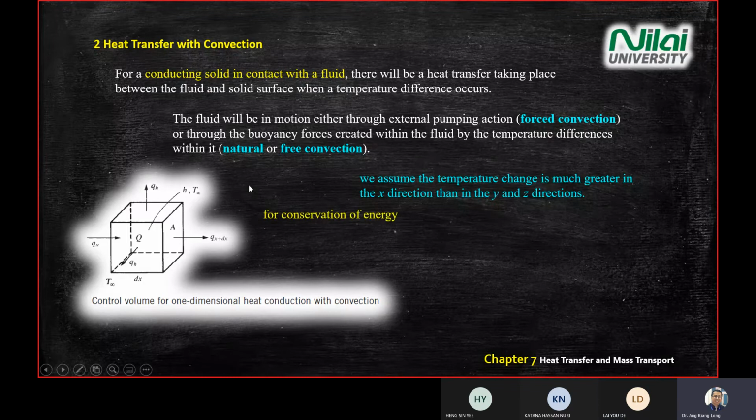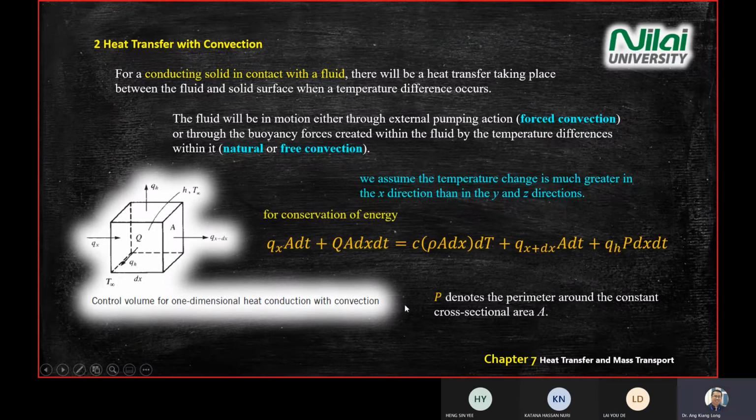So for convection, as you can see, all these convection energy equations, if we consider convection, you see that the equation is a little bit more complex with the Q sub H. Q sub H means that we're having a convection scenario. If you see a Q sub H in your answer, it means that you're considering convection. Or if the question asks you to consider convection, it means you are going to use an equation that has Q sub H in it.